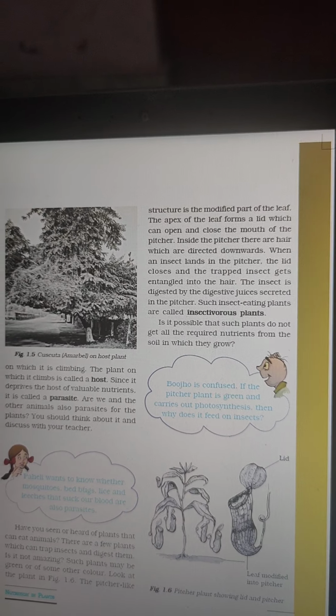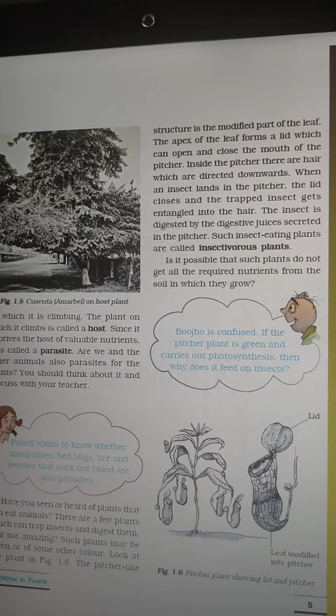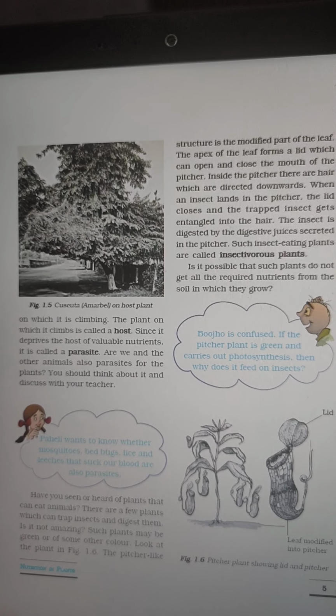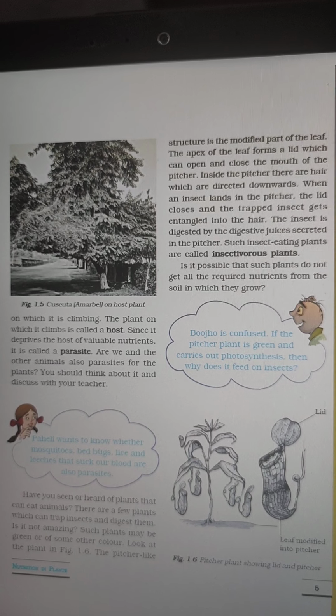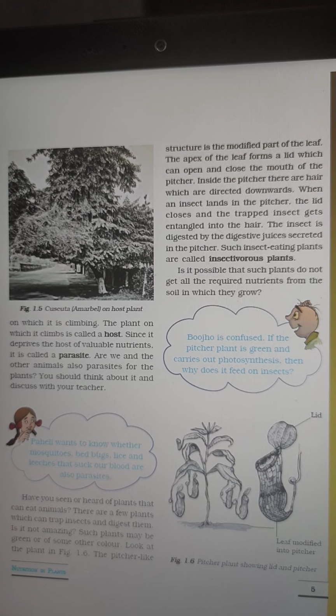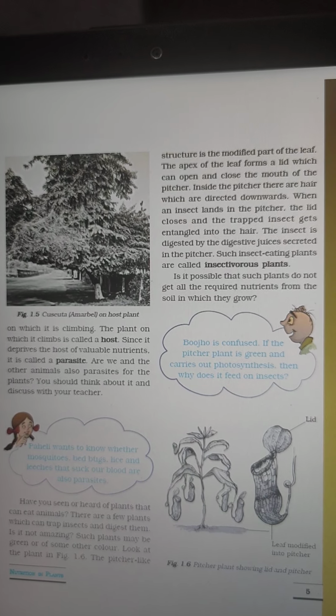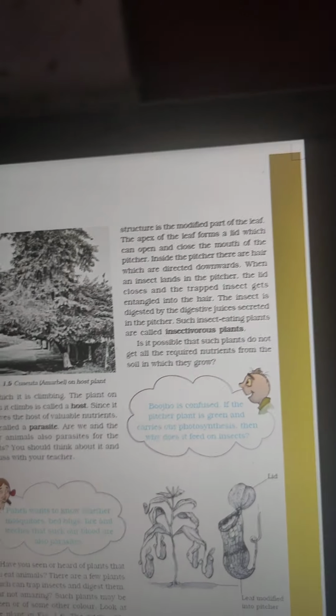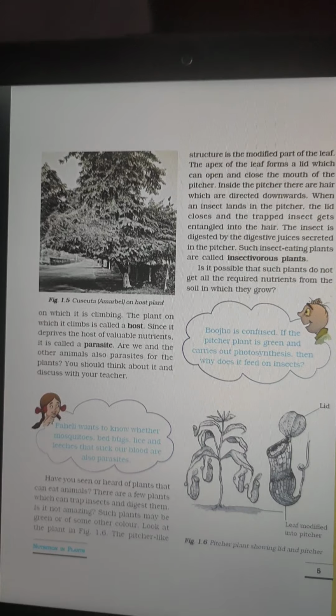Saprophytic nutrition: the plants which derive their food from dead and decaying organic matter are called saprophytes, and such type of plants have the saprophytic mode of nutrition. Like in the case of fungi and mushrooms, all of these have saprophytic type of nutrition.